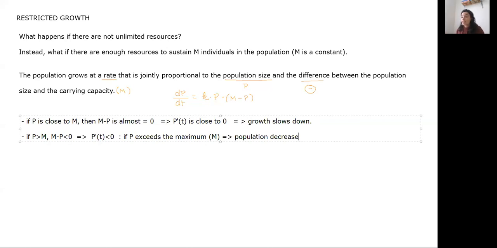Okay. So this is really nice because it means that this very simple model is already giving me a lot of information. It's telling me, okay, if my population is small, make it grow, but if it gets close to M, make it slow down. So with one single equation, I'm already able to model all of that.